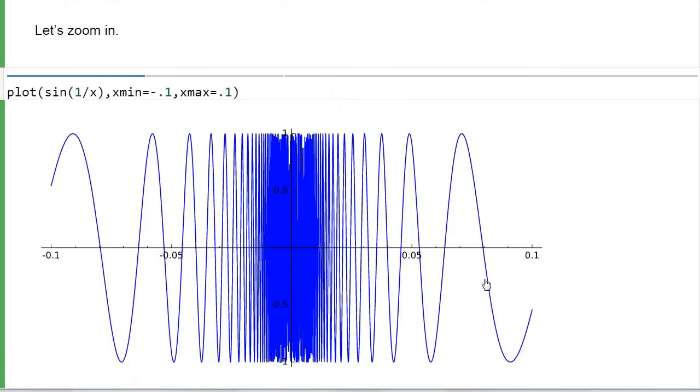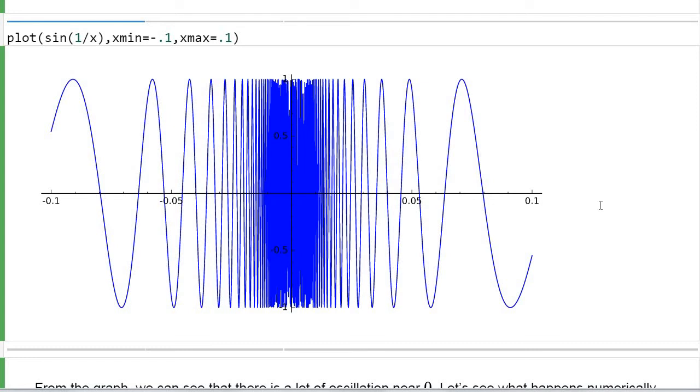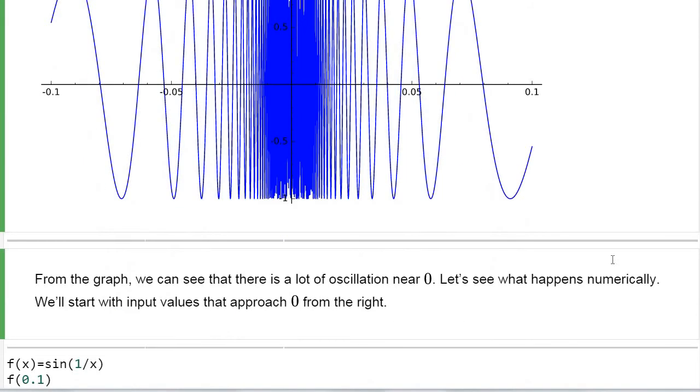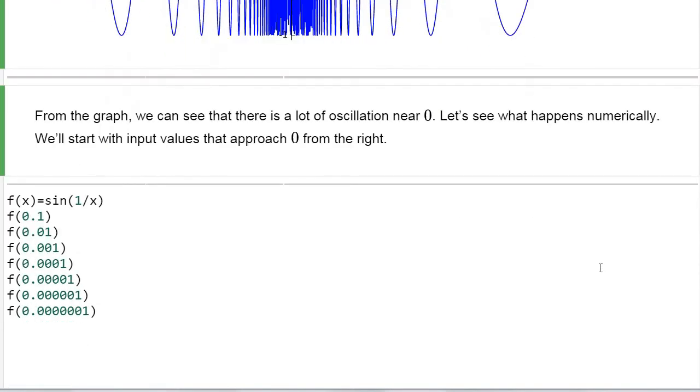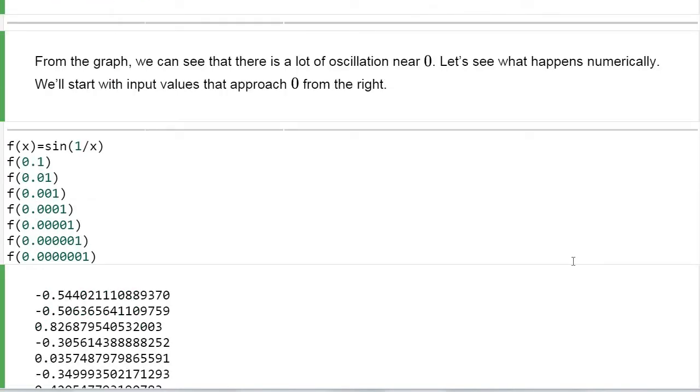Let's go ahead and zoom in and see if I can see anything better. And the answer is no. I zoom in, and I still just see lots of waves. These waves are getting closer and closer together. In here, it's just oscillating uncontrollably. So it doesn't look like the y values are going any particular place. It suggests the limit doesn't exist.